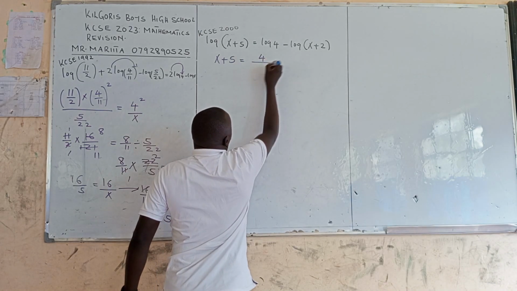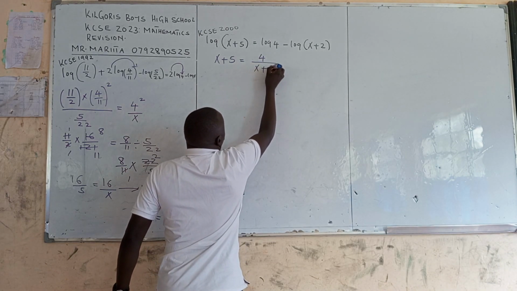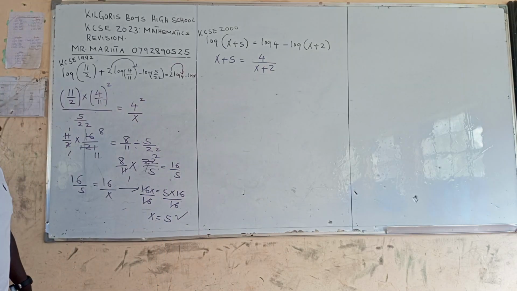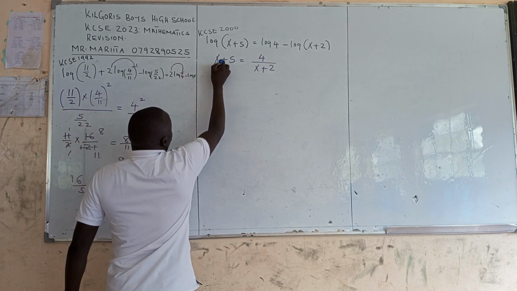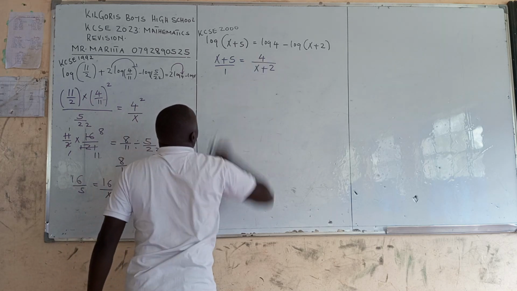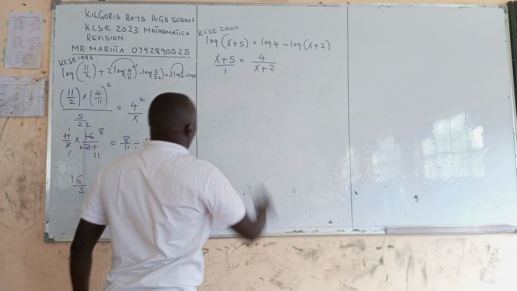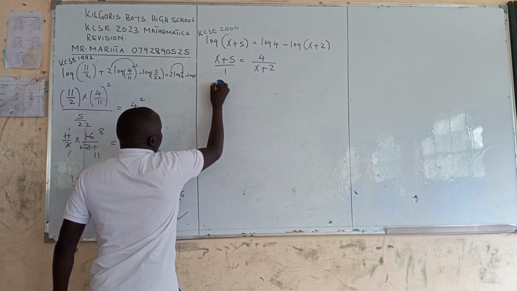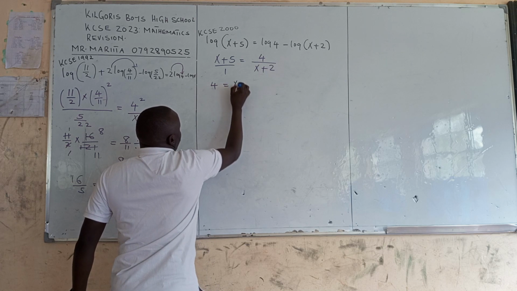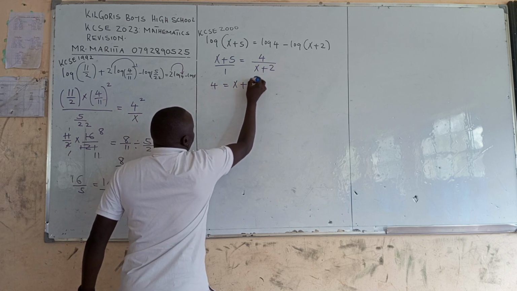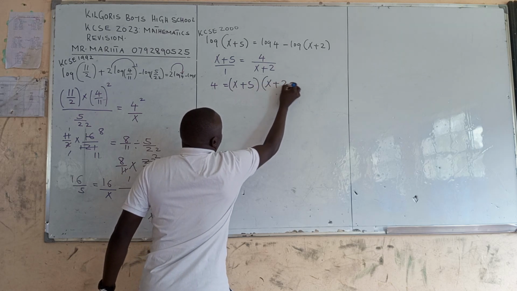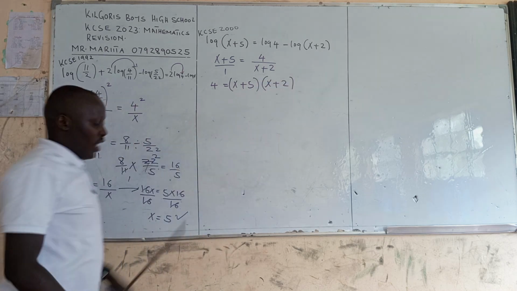So we divide this one by x plus 2. What do we have? We can put this one over 1. Then 1 times 4 gives us 4. So we can have 4 equivalent to px plus 5, times x plus 2. That is what we have.